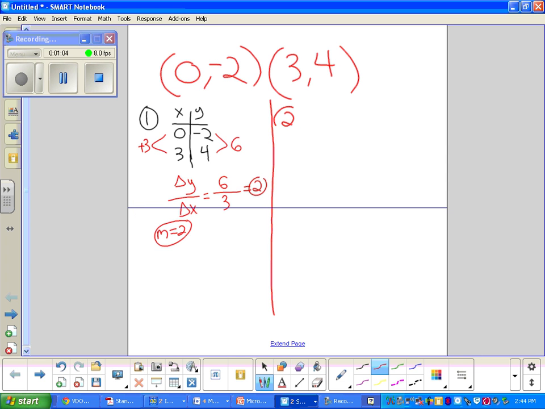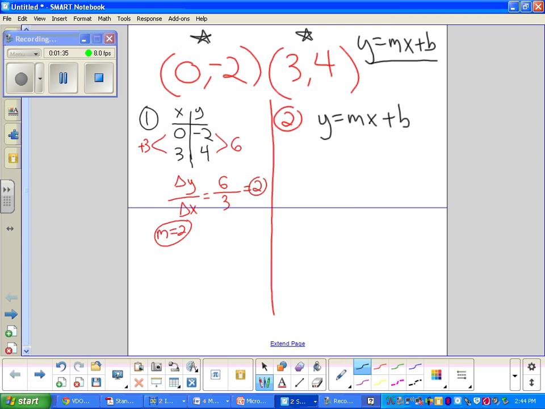Step number 2 is finding b. Remember, equations look like this: y equals mx plus b. That's the one we'll use mostly in this class. So step 2 is we have to find b using slope-intercept form. I can choose either this first set of ordered pairs or this second set of ordered pairs. It doesn't matter because they're both on the line.